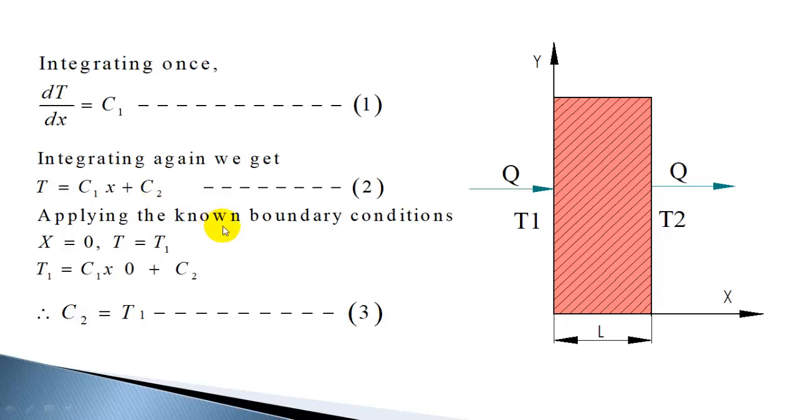Now we can apply the known boundary conditions. When x is equal to 0, temperature is T1, that is the left face. Since the y-axis is here, x is 0 here, and x is L here, where L is the thickness of the slab. So applying that first condition, x is 0, T is equal to T1, putting x as 0 and substituting T as T1, you will get C2 as T1. So you are getting one of the constants of integration, C2, as T1.